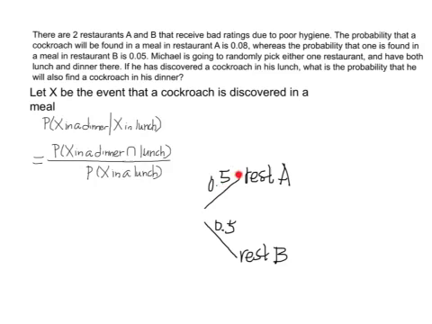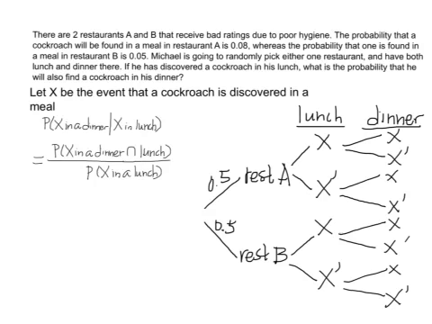Now what next? Once you've picked your restaurant, you're going to have both your lunch and dinner there. So that is your second stage and your third stage. But what you're going to consider is what happened during lunch, what happened during dinner. And what we care about is whether we found a cockroach or not. So we have cockroach, no cockroach. And the probabilities are pretty much the same for lunch and dinner for the same restaurant.